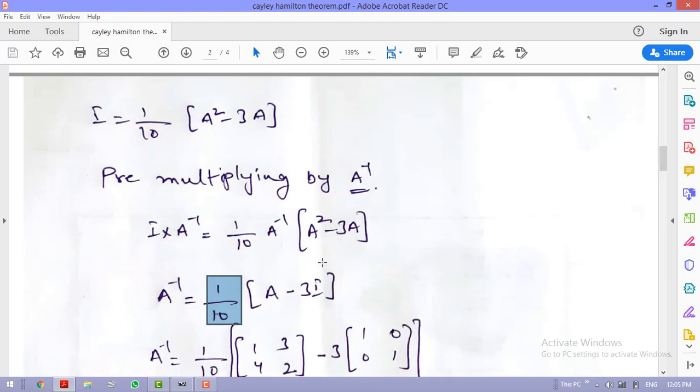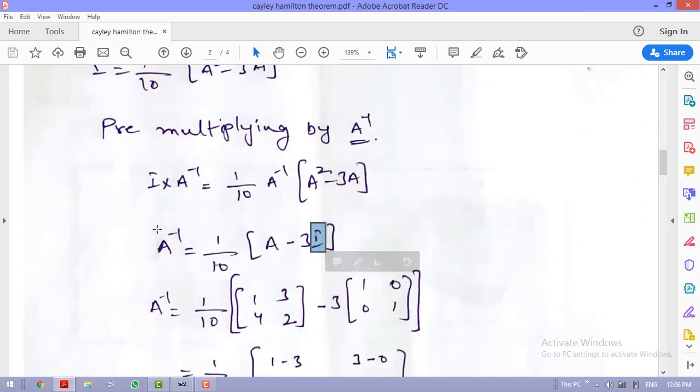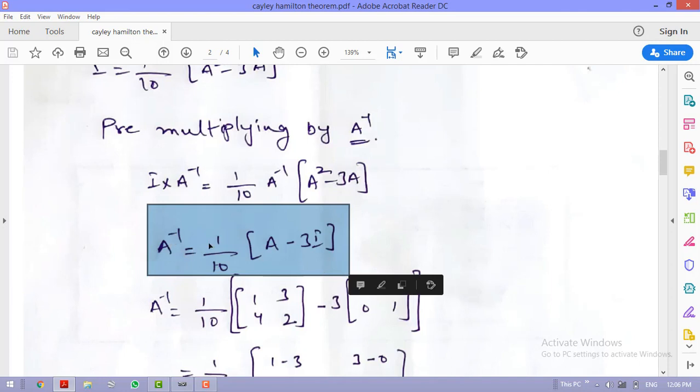And you know the property that if two matrices have the same order, meaning they are compatible for multiplication, then a matrix into its inverse will give you an identity matrix. So this is the final equation for finding A inverse. A inverse is equal to 1 by 10 into (A minus 3I).